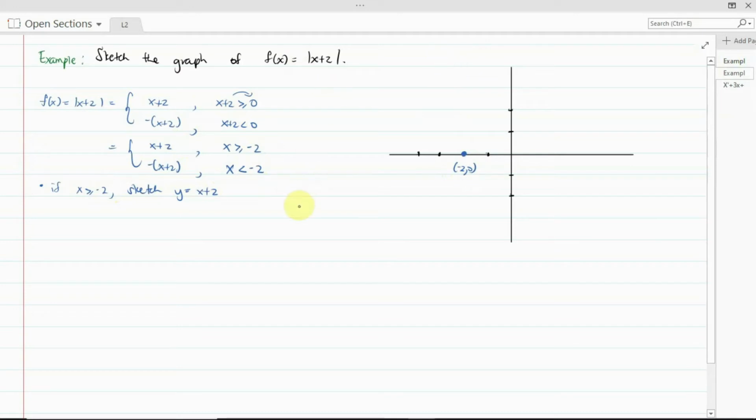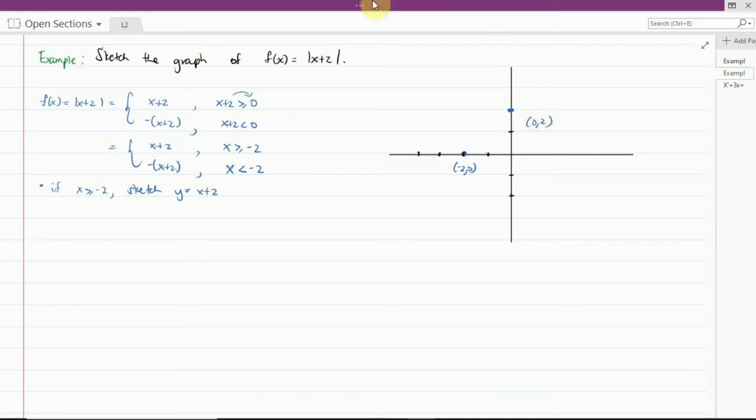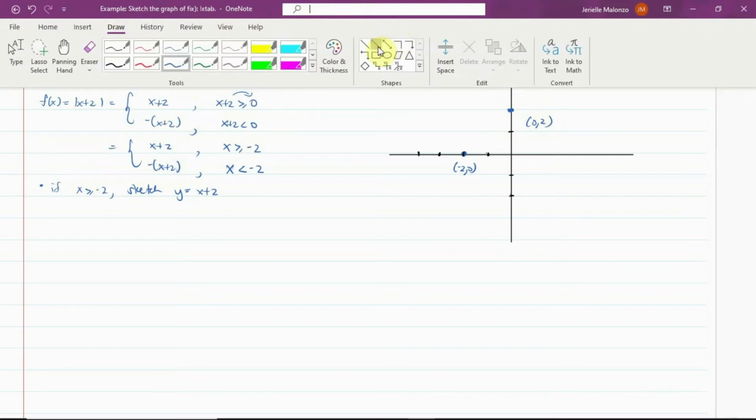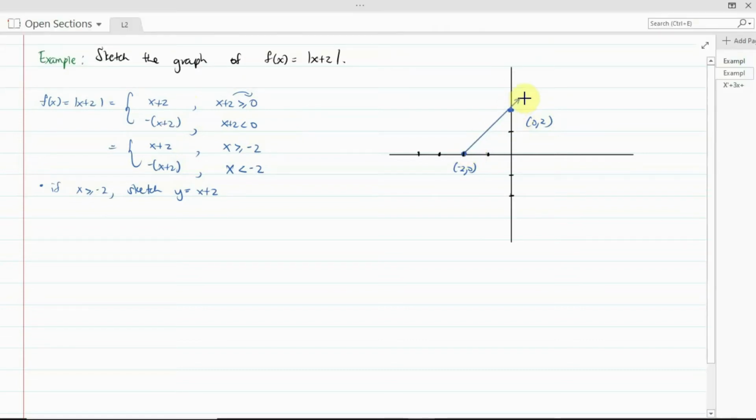What's another point? Kuha ulit tayo ng x, dapat daw greater than negative 2. 0 na lang, mas pataas naman kay negative 2 eh. When x is 0, ano si y? It's 0 plus 2 or 2, so that you have the point 0, 2. And then you connect the 2 points to form a line. Okay, so yan. Okay? That's for x plus 2.